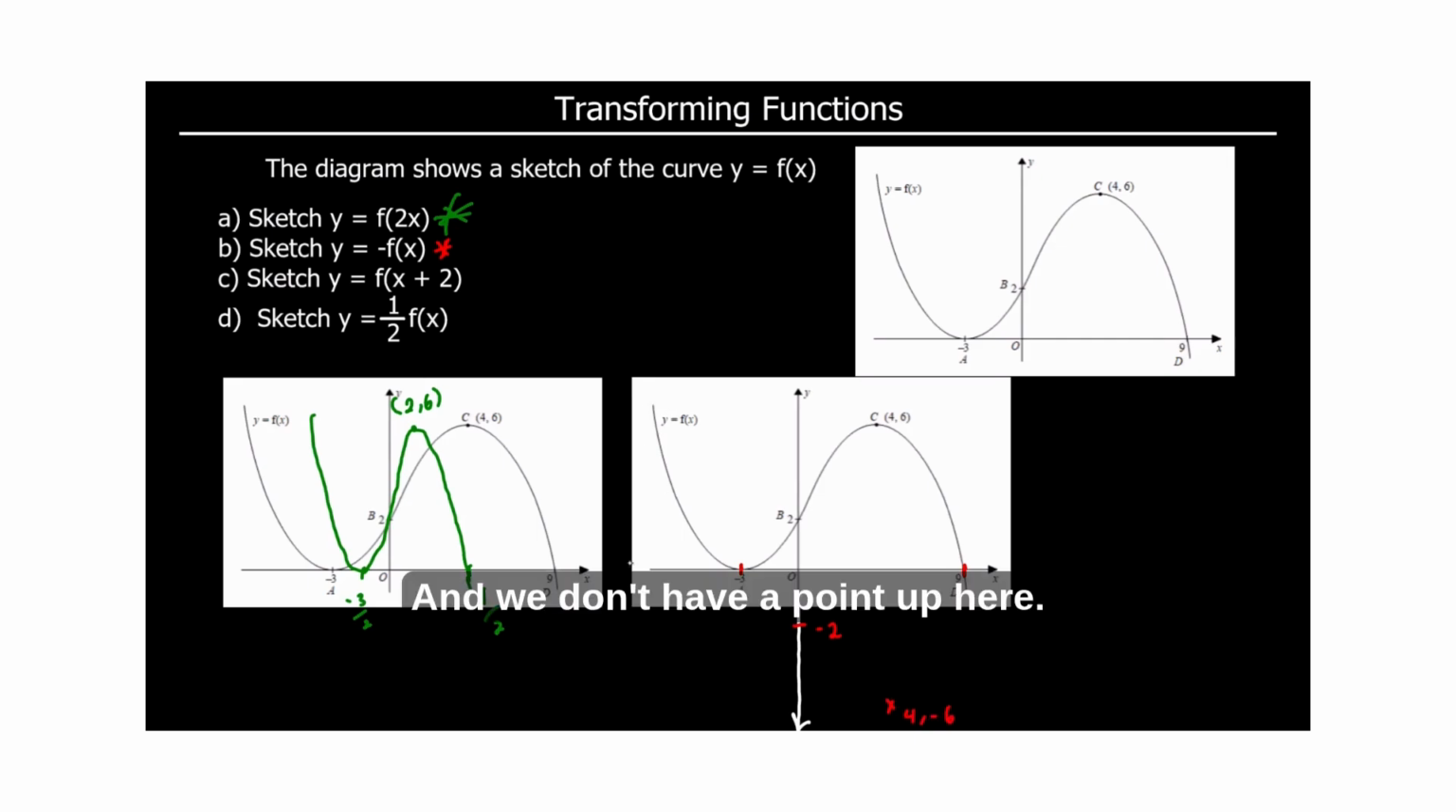And we don't have a point up here, so it's going to be a reflection over the x-axis. So it goes up to -3, down through -2. We have a minimum point now at 4, -6, and back up. So it's reflected over the x-axis. Sketch y equals f of x plus 2.